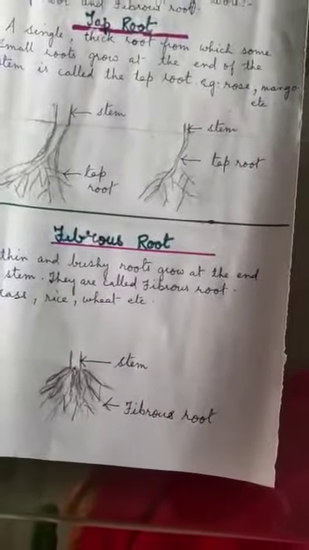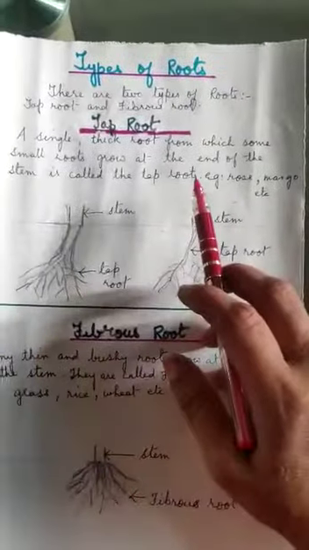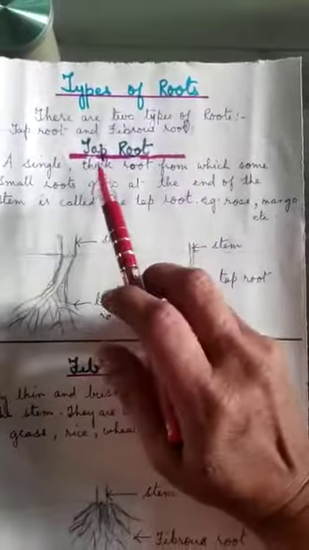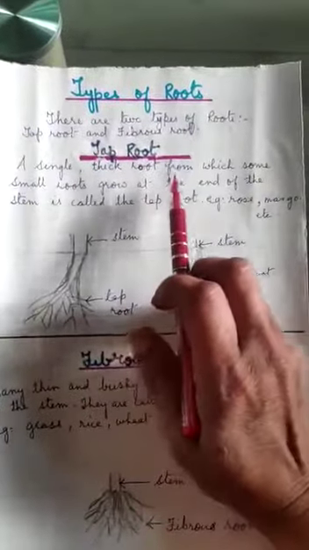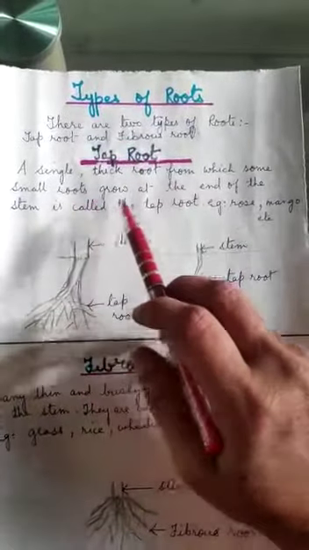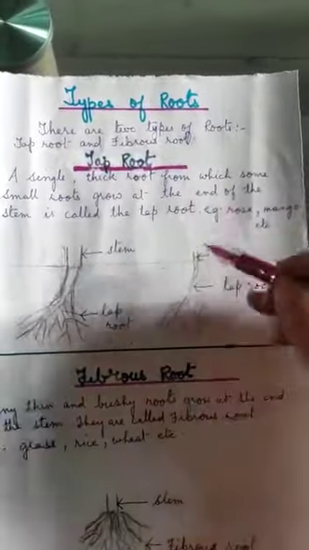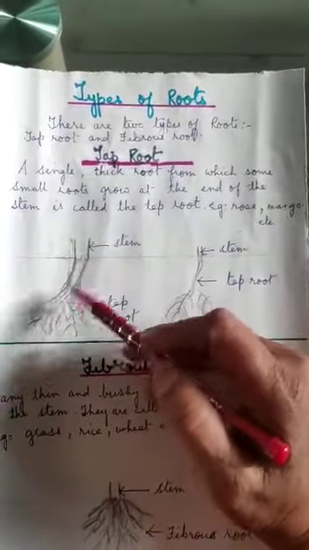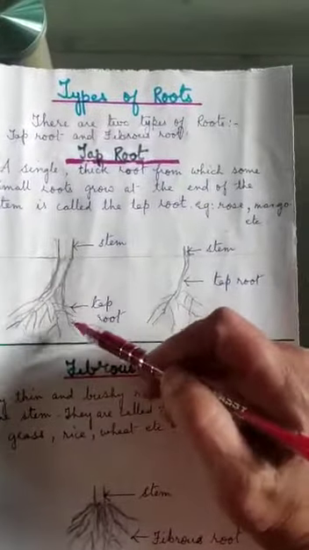Now after the parts of the plant, let's talk about types of root. There are two types of root, taproot and fibrous root. So let's talk about the taproot first. A single thick root from which some small roots grow at the end of the stem. This is the end of the stem. Here the stem ends. And this is the main thick root. And from this main thick root, small hair-type roots grow.